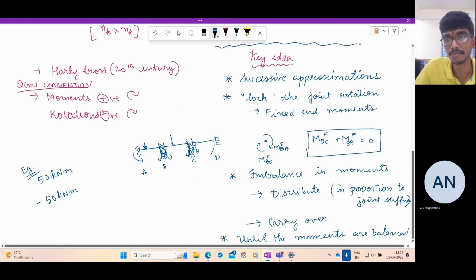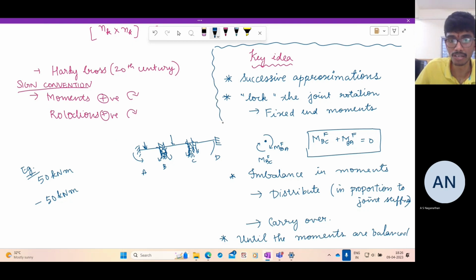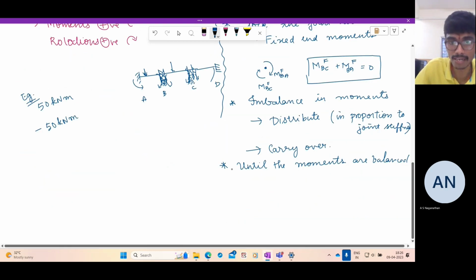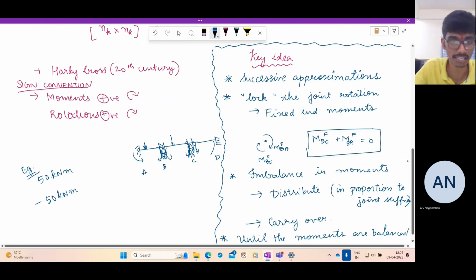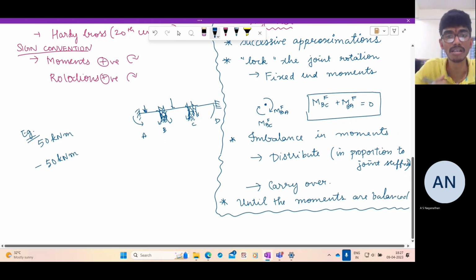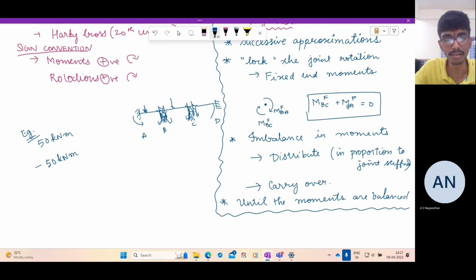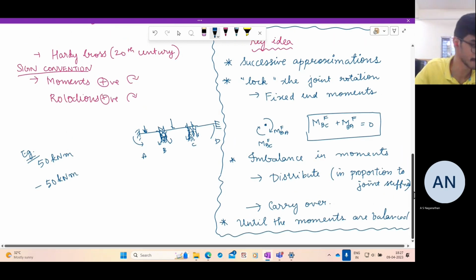You don't deal with any simultaneous linear systems. How does the method work? We assume that under the applied loading, the joints are all fixed. They are not allowed to rotate. By that, they will generate certain fixed end moments, but those fixed end moments will not be in equilibrium with each other. So we find out the imbalance, and how much moment we should apply to counter the imbalance. But if we apply so much moment, what will happen? The joint will rotate. As the joint rotates, it will distribute the moment to the other joints as well. So this is the key idea of this method.